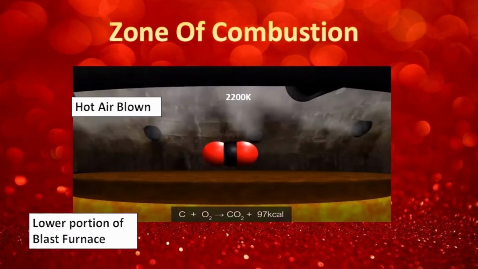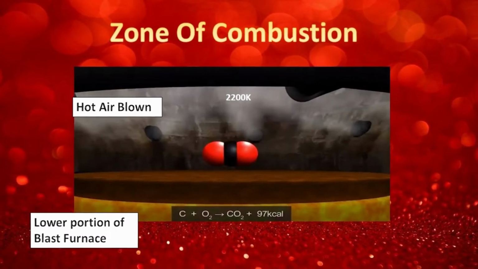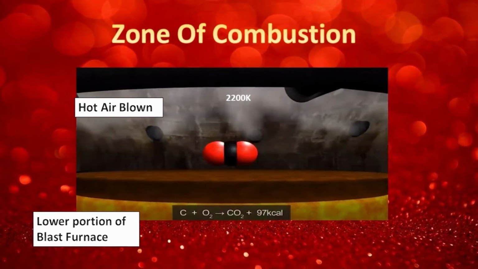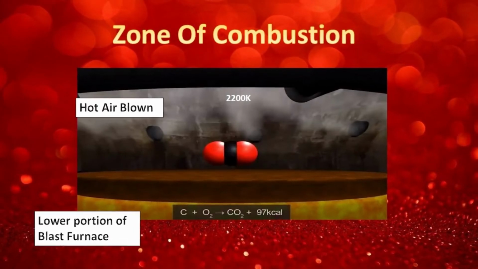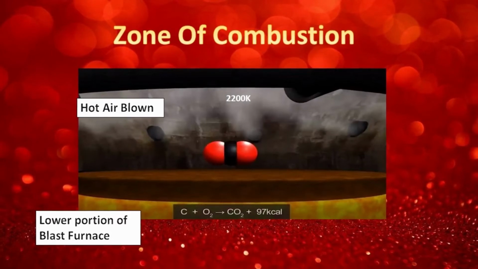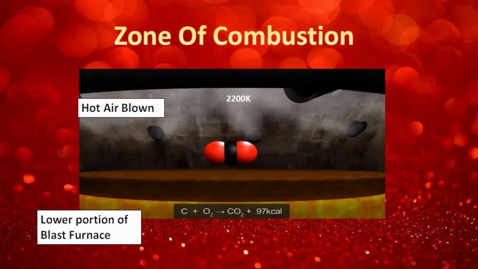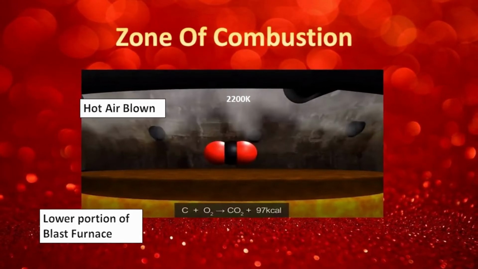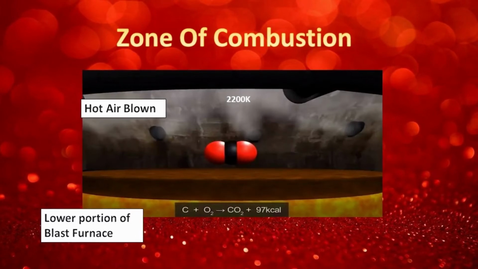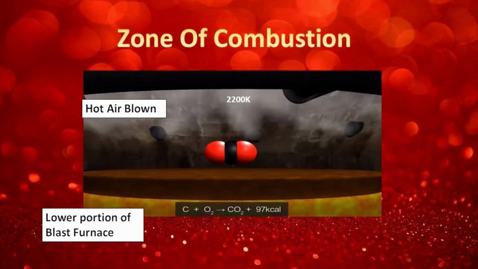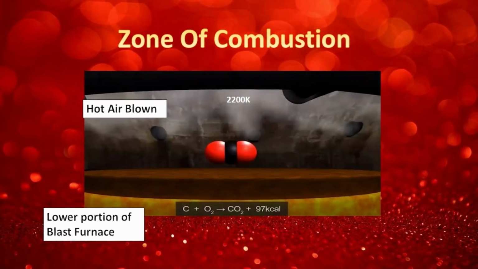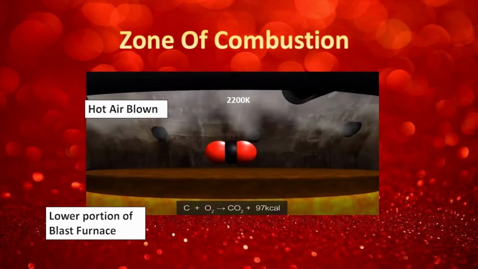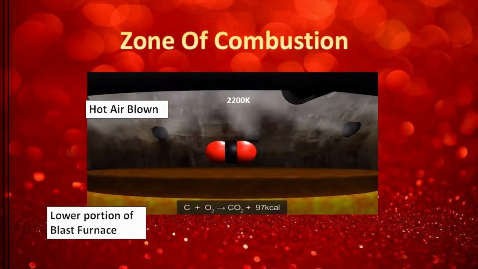This charge is added to the blast furnace and simultaneously hot air is blown from the bottom of the blast furnace. So what happens is that this coke, that is carbon, will get burned to produce carbon dioxide. As a result of this combustion reaction, a lot of heat energy will be produced and the temperature at the bottom of the furnace will rise up to 2000 degrees Celsius. This region is called zone of combustion as combustion of coke takes place here.